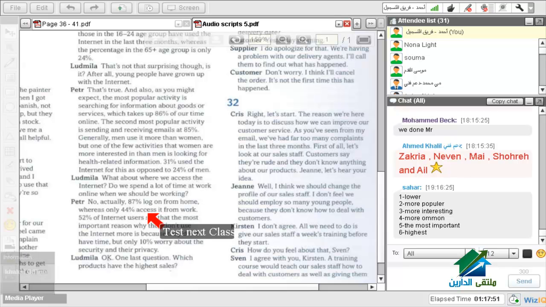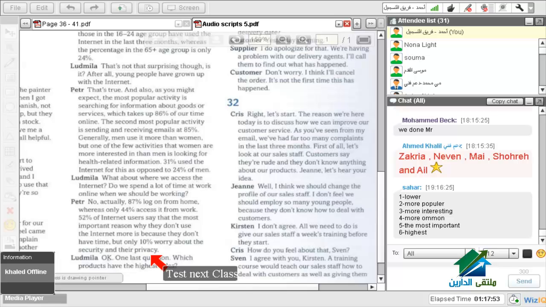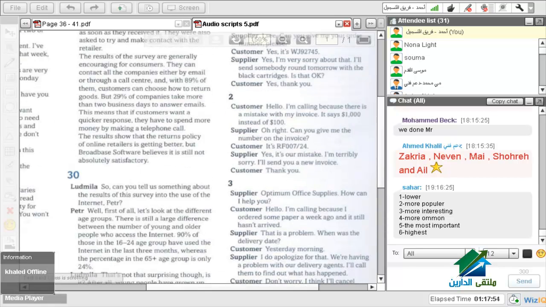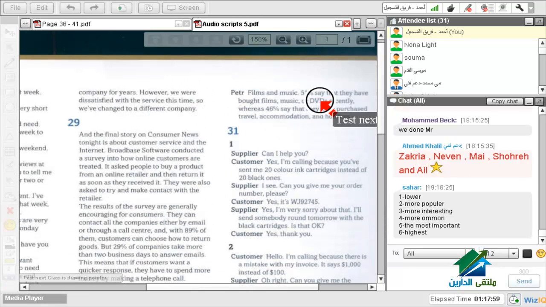Okay, one last question. Which products have the highest sales? Films and music. 51% say that they have bought films, music or DVDs recently, whereas 46% say that they have purchased travel, accommodation and holidays.